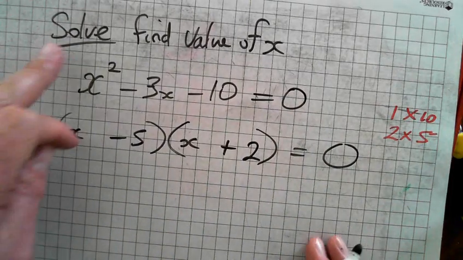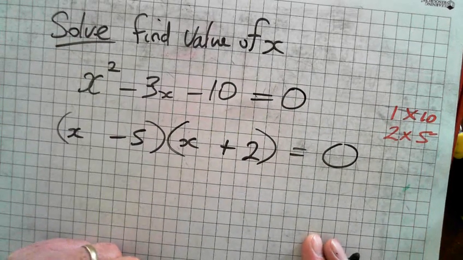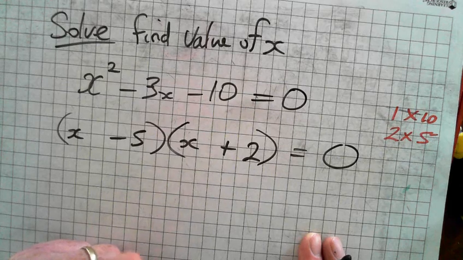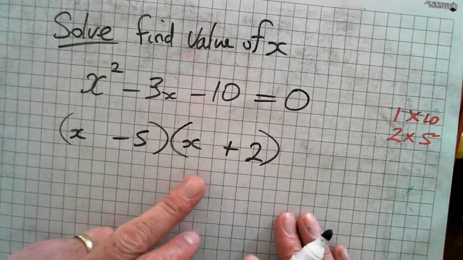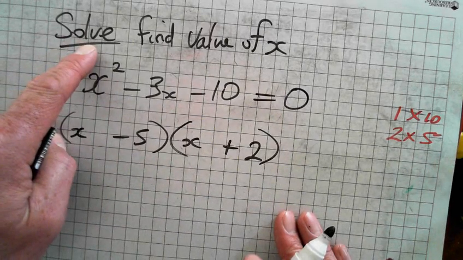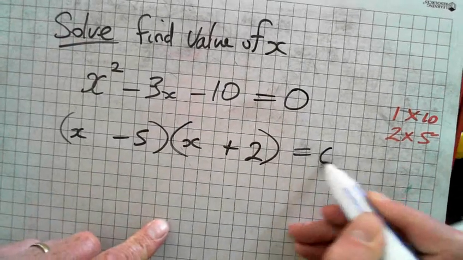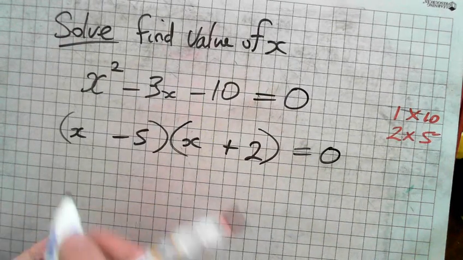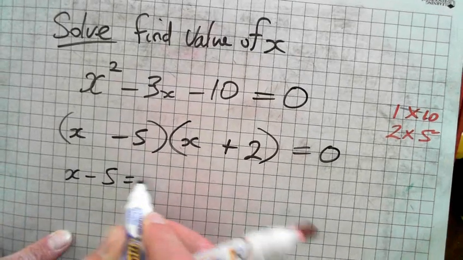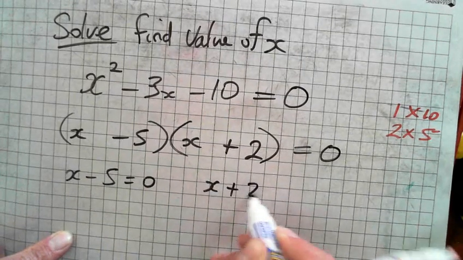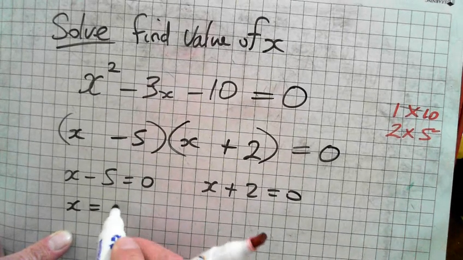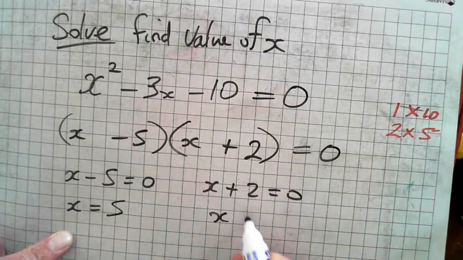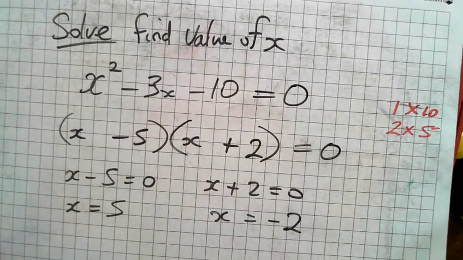Now, if you were asked to factorize, you would stop, you would be finished. They are the factors. But if you're asked to solve, you continue on. And you write down x plus 5 equals 0, so x is equal to minus 5, and x minus 2 equals 0, so x is equal to 2.